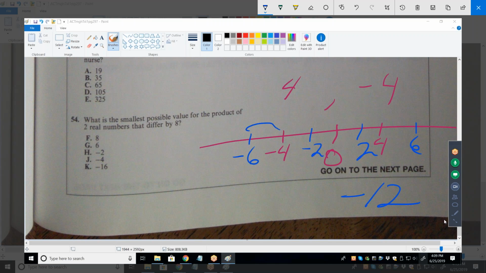Now, there's probably an algebraic way to solve this using x and y, but I'm not sure that's the best way to do it. I think this might be. You just kind of picture the number line and move one way or the other and see what happens to the product. All right.